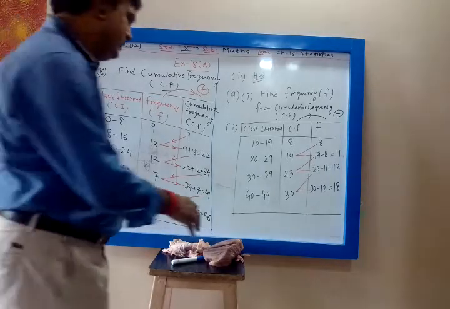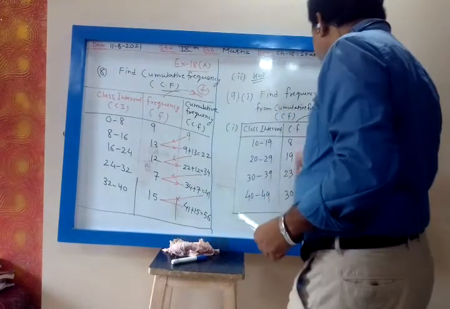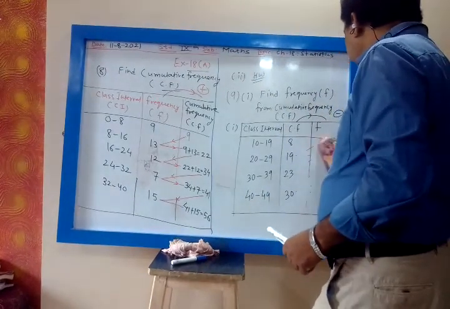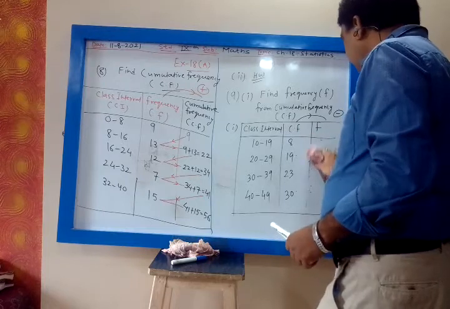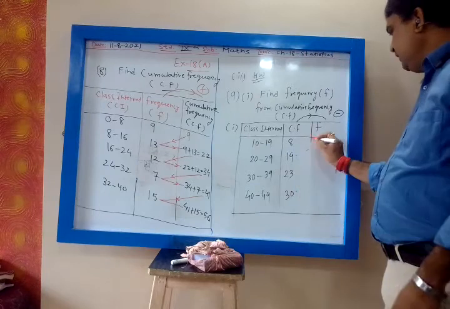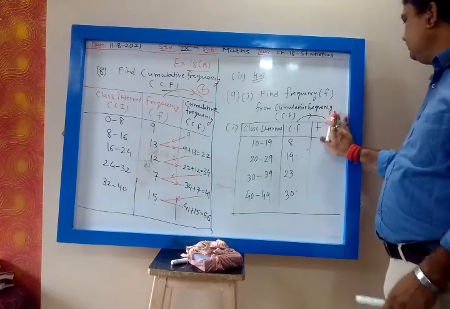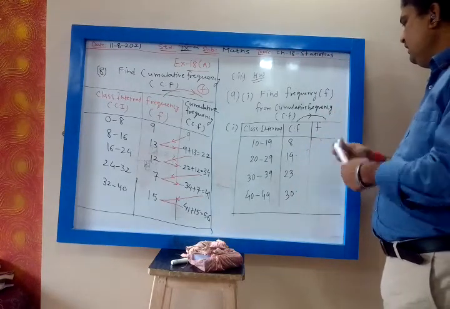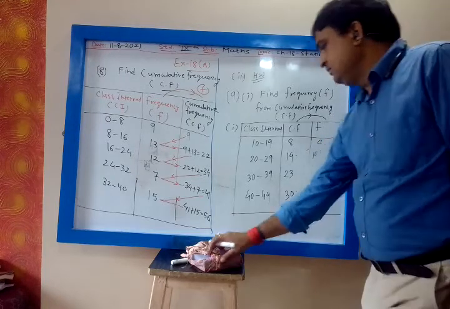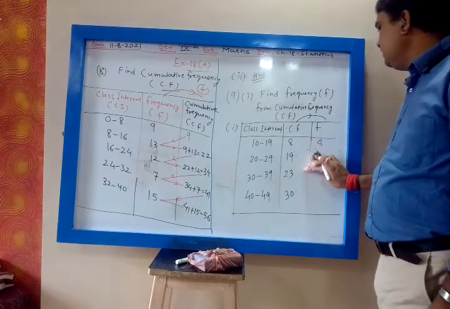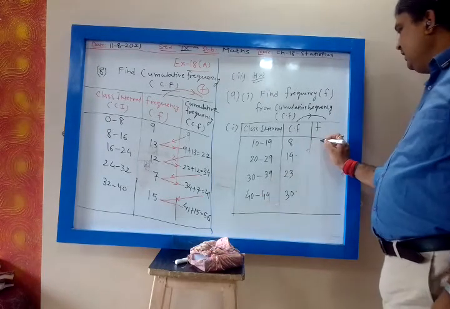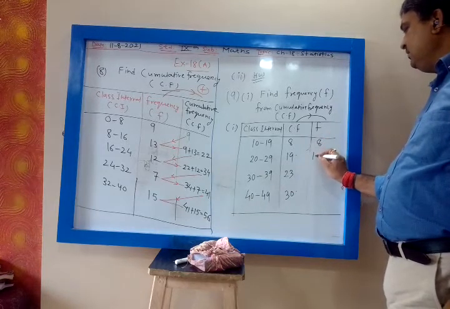Wait, some mistake has come. One minute. So the first frequency we write as it is. 8, 8. Then 19 minus 8. See here, we do not consider the next value, my dear. CF is given, no? So 8, 8 we write as it is. Then 19 minus 8, 11.